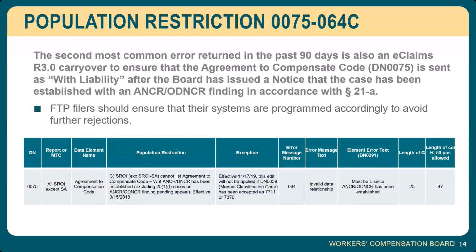The second most common error was population restriction 0075-064C, the agreement to compensate code field. And this was returned in the past 90 days. It's also an eClaims 3.0 carryover. And this was to ensure that the agreement to compensate code is sent as with liability after the board has issued a notice that the case has been established with an ANCR or an ODNCR, finding in accordance with Section 21A.